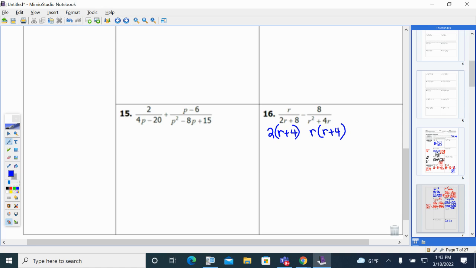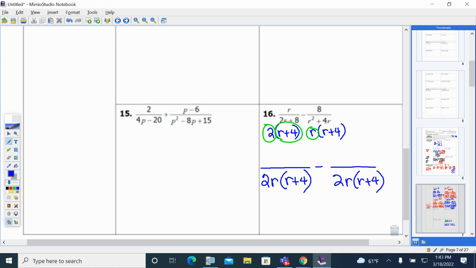So there's several things here that we have to take into consideration when writing this common denominator. There is a 2, there's an r, and then they both have an r plus 4. So I need that in my common denominator as well. So my common denominator is 2r and an r plus 4. And then what we have to do is figure out what I need to multiply each fraction by to make that new denominator.